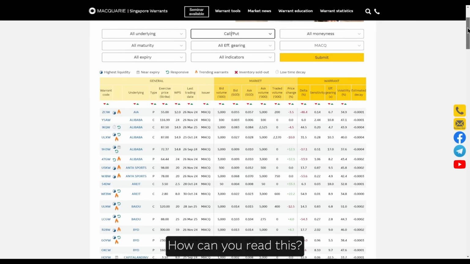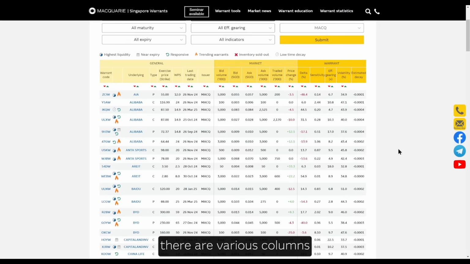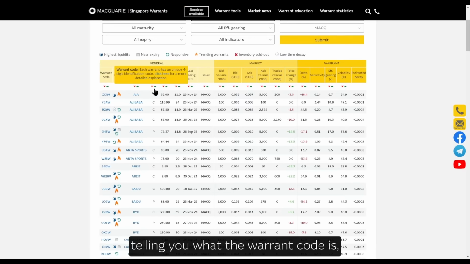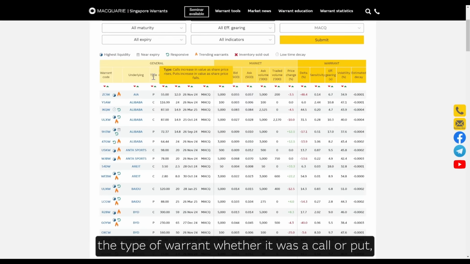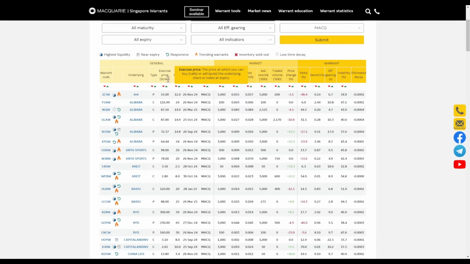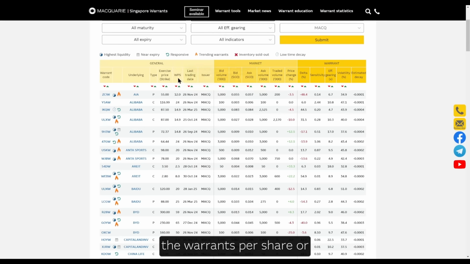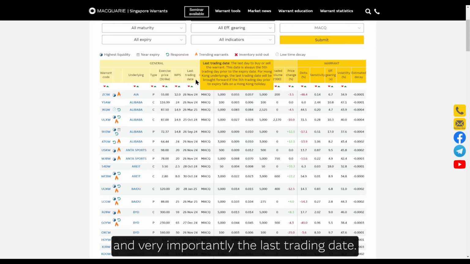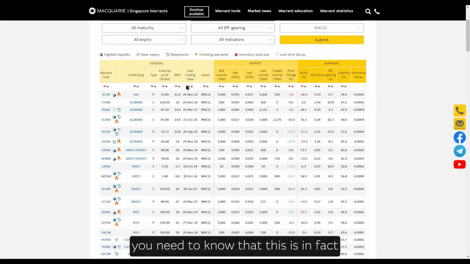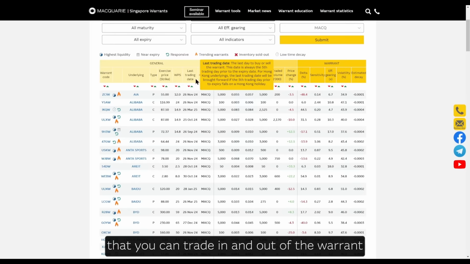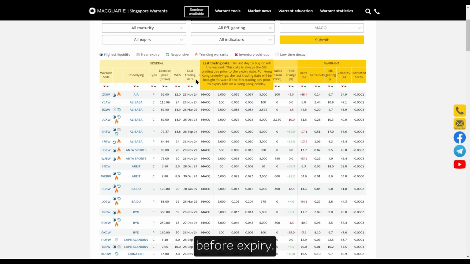How can you read this? In this case, there are various columns telling you what the warrant code is, what underlying these warrants are tracking, the type of warrant, whether it was a call or put, the strike of the warrants per share or the conversion ratio, and very importantly, the last trading date. Meaning, if you're intending to hold this warrant until expiry, you need to know that this is in fact the last day that you can trade in and out of the warrant before expiry.